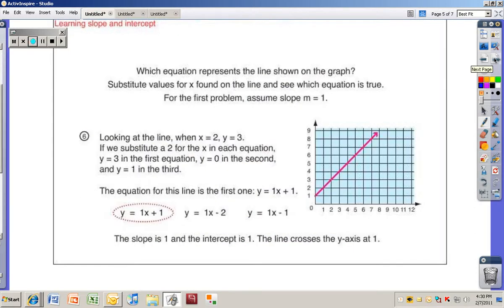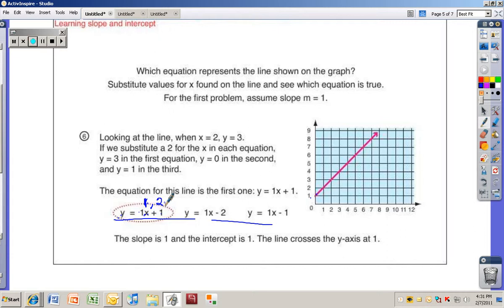Which equation represents the line shown on the graph? Substitute values for x found on the line and see which equation is true. For the first problem, assume slope m equals 1. So here's a line, and they're asking which one of these is that line. The easiest way to solve these is just start plugging in some numbers. Okay, so let's put a 1 in here for this one. 1 times 1 is? 1. And 1 plus 1 is? 2. So when x is 1, y is 2.